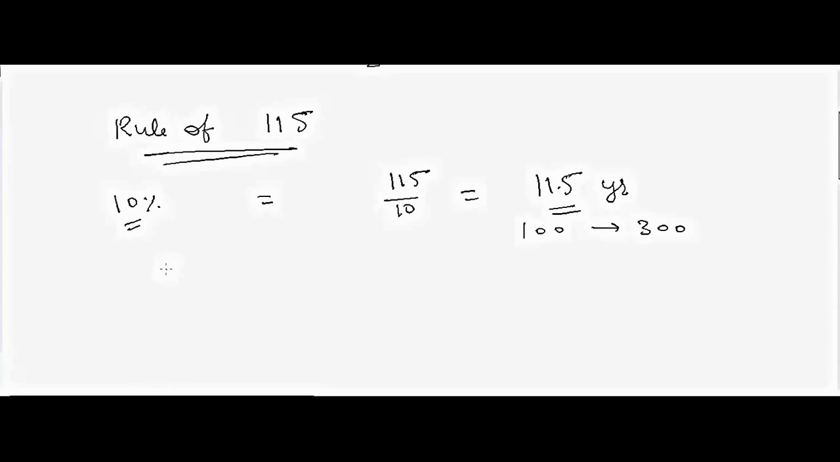And the same way, if it's 20%, then it would be 115 divided by 20, that is equal to 6.725 years. So this is an approximation you can do when you want to triple your investment.